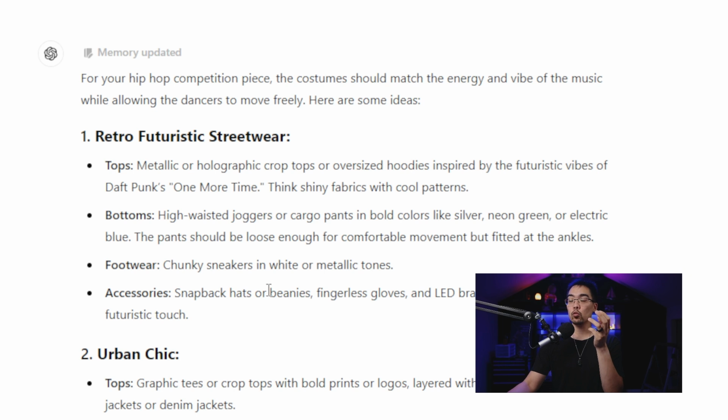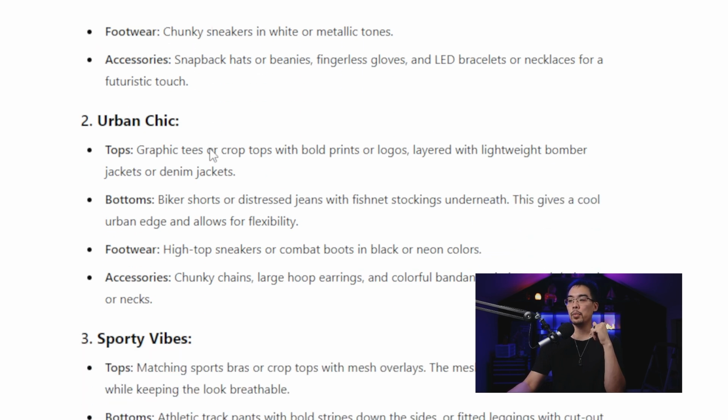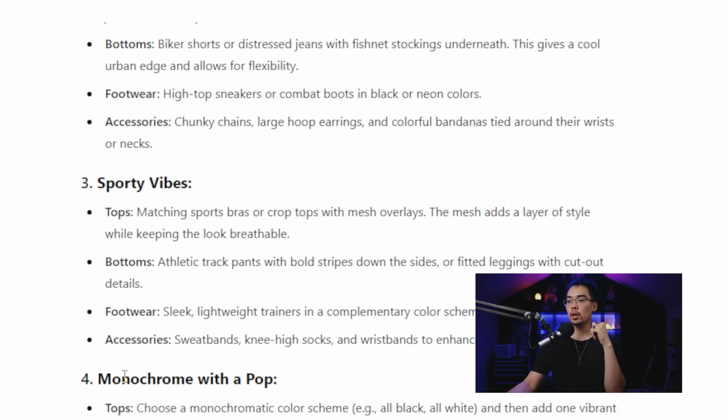But I really appreciate, again, as someone who had no ideas, this was something just to riff off of. I think right away I decided I didn't like the retro streetwear idea, even though I appreciated the suggestion. But I really like the urban chic one and the monochrome one.